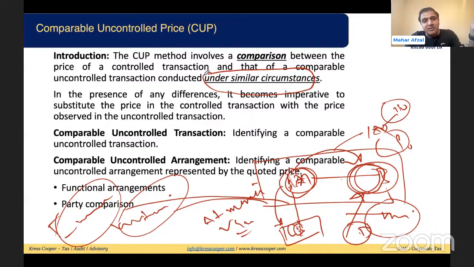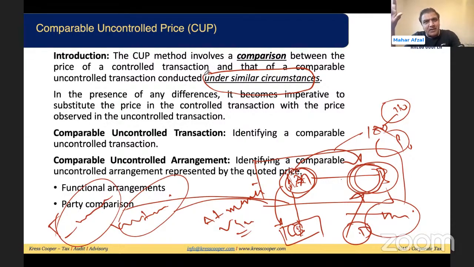So this is the uncontrolled transaction. We need to identify related parties, third parties, controlled transaction, uncontrolled transaction, similar circumstances. Then we need to go for a comparison. If everything is the same, circumstances are the same, functions are the same, input terms are the same, goods are the same, volume is the same, everything is the same, the price should be the same as well.